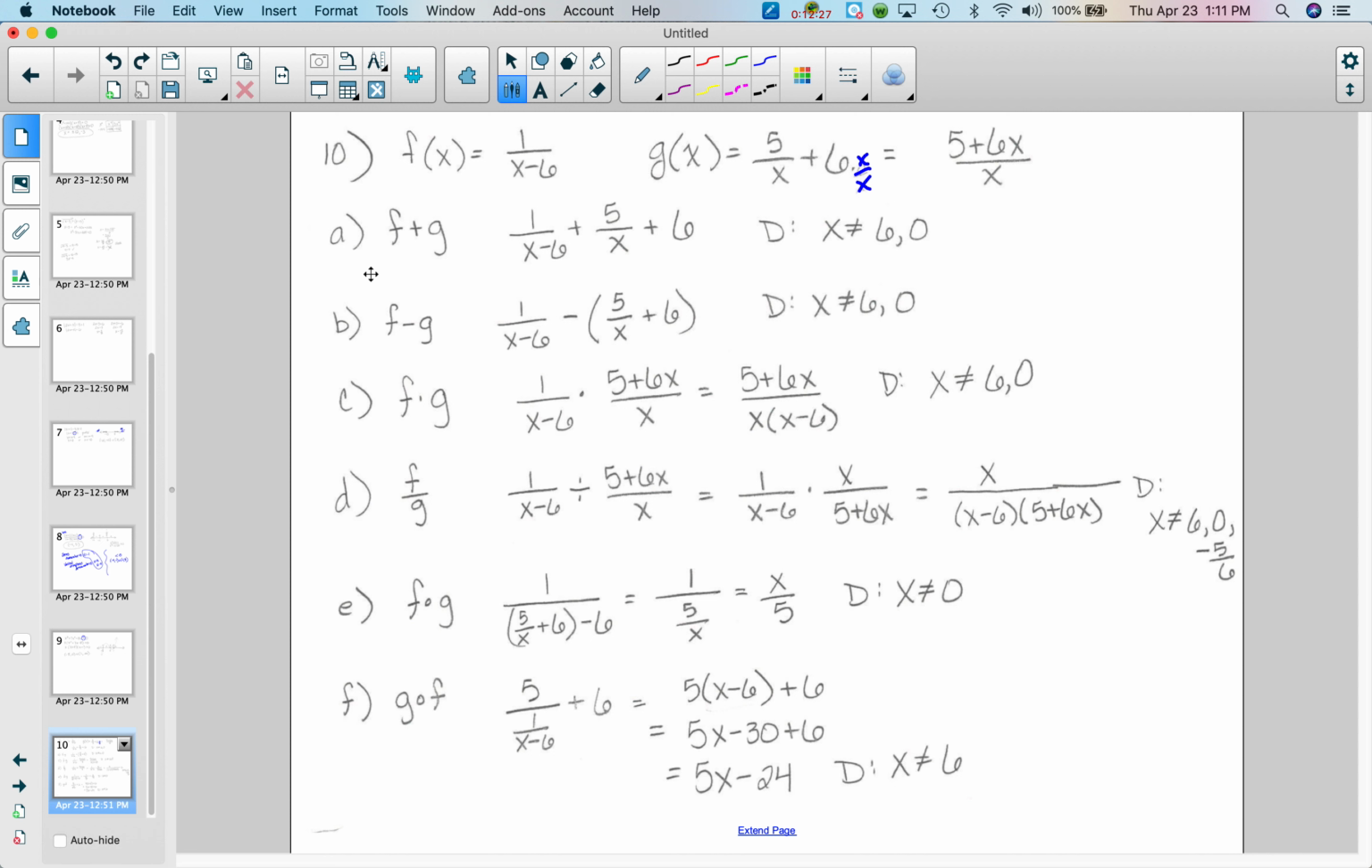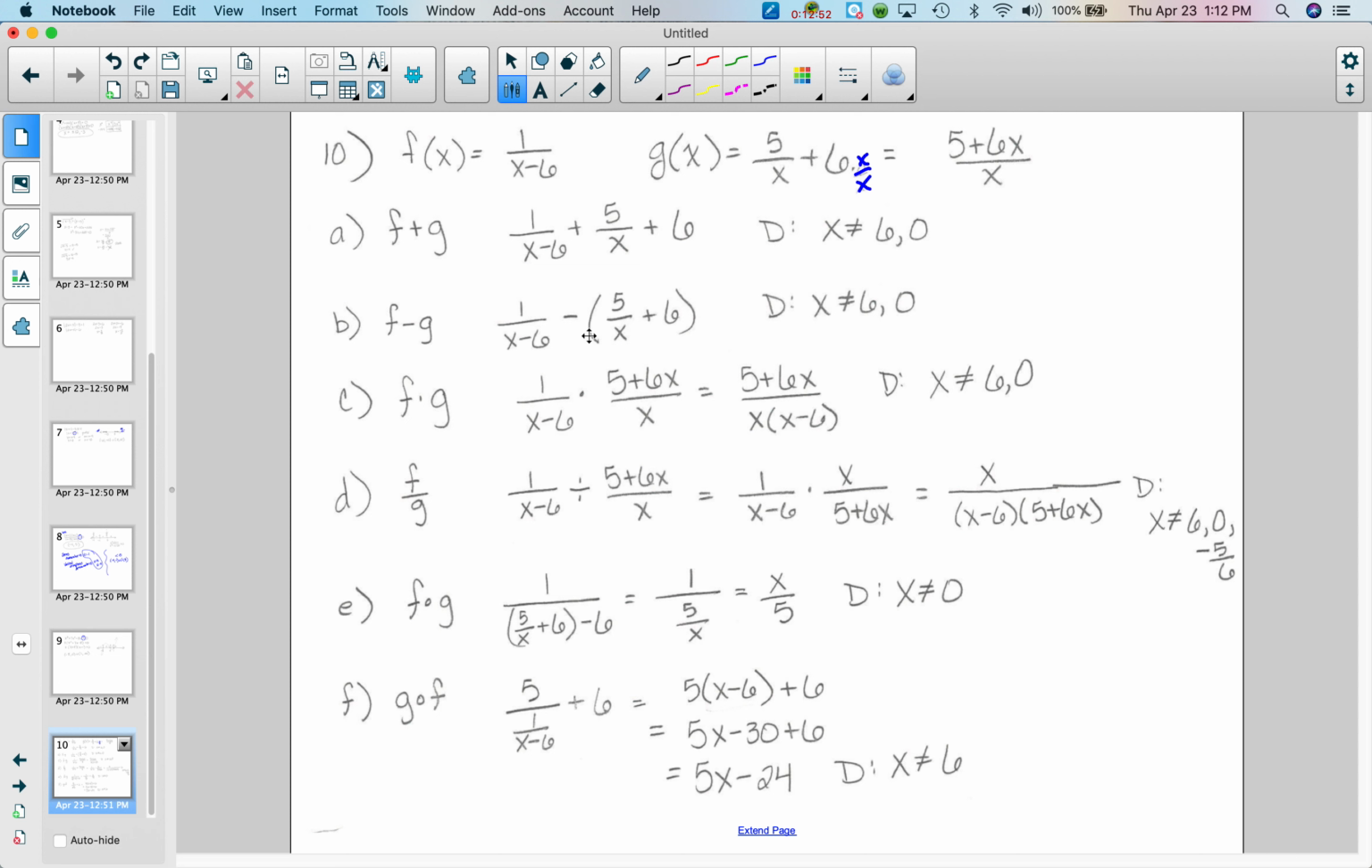So for part A, you're adding the two functions. I did not find a common denominator. I'm looking back at this now, and I'm like, oh, why didn't I do that? But okay. So how to get the domain? Well, they're rational, so you can't divide by 0. So x can't be 6, x can't be 0. And that's really all there was to that. You're just finding the domains. So basically, that means all real numbers except those.